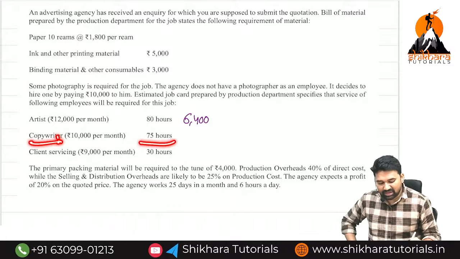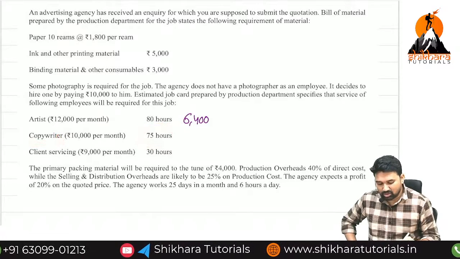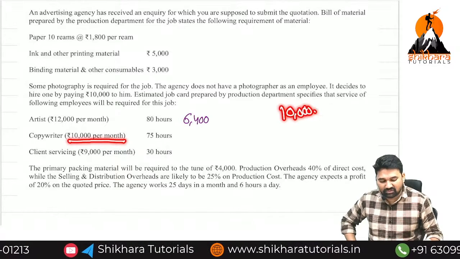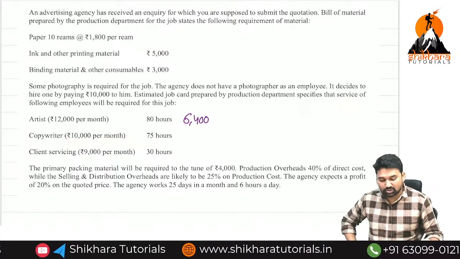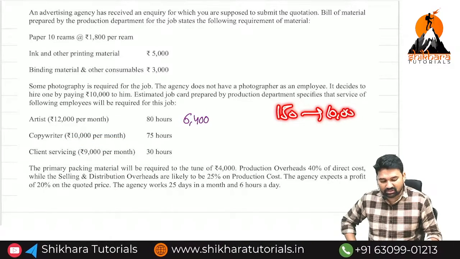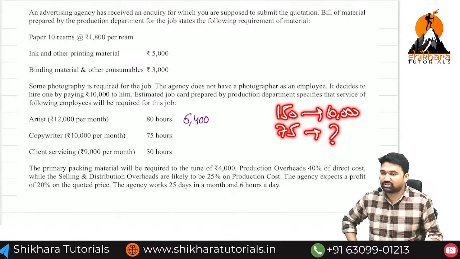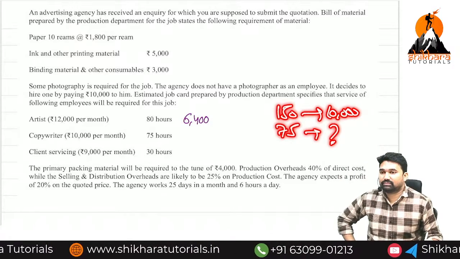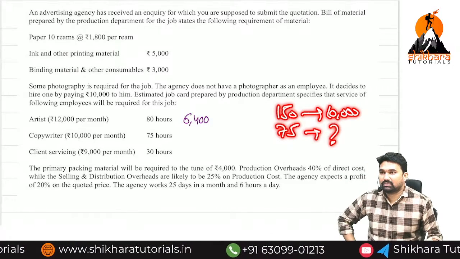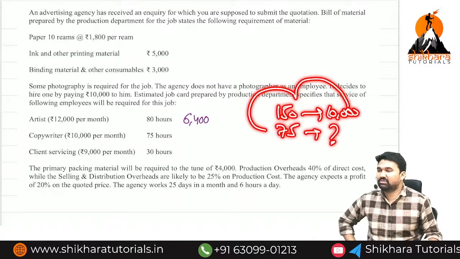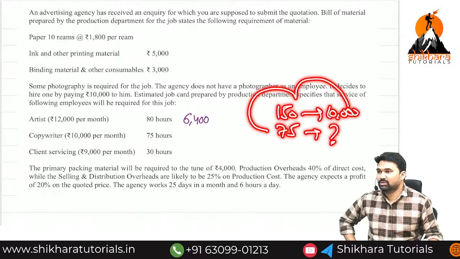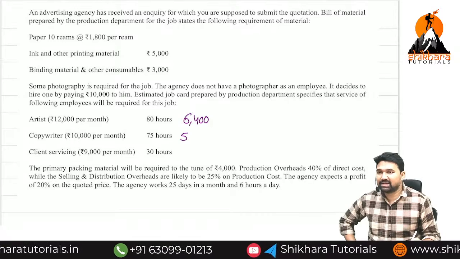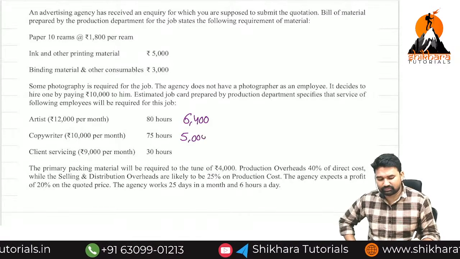Copywriter. How many hours required? 75 hours. How much are we paying per month? 10,000. It means we are paying 10,000 for 150 hours. Then for 75 hours, how much? 10,000 by 150 into 75. How much? 4,999.9. That means 5,000.